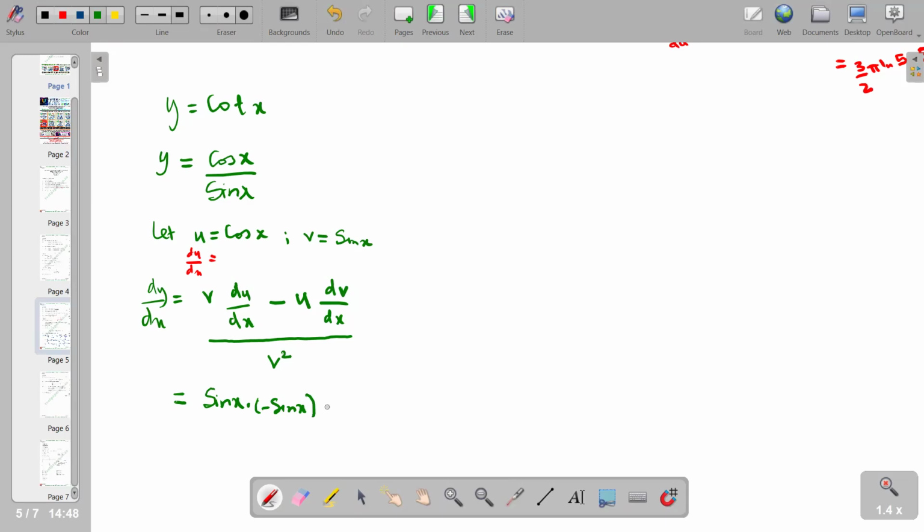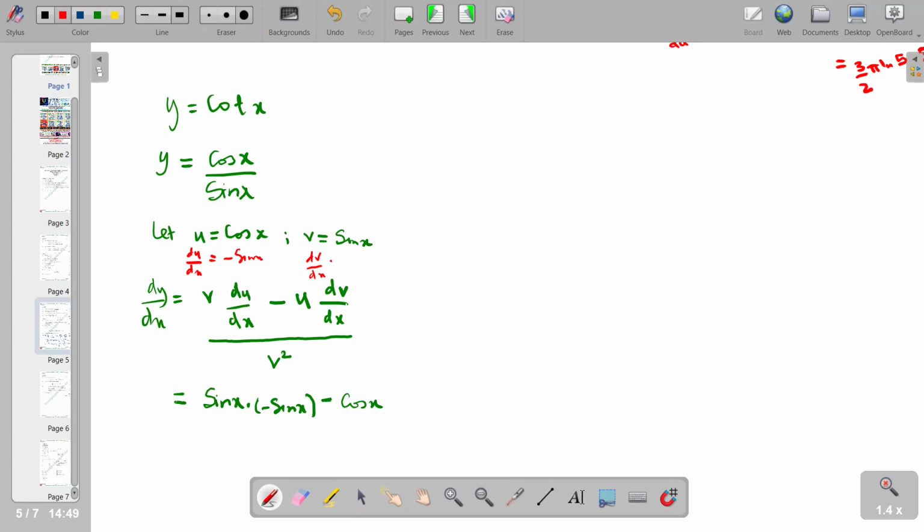Then it's going to be minus u. If you check, u is cos x. Then what is the derivative? What is the derivative of sine x? In other words, dv/dx. Here we extracted it to be negative sine x.